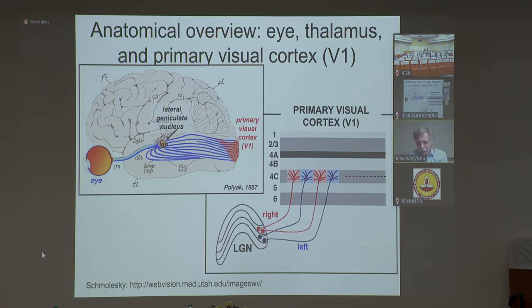The neurons whose cell bodies are in the lateral geniculate traverse the optic radiations, as this pathway is called, and then provide input to primary visual cortex. As the diagram shows, primary visual cortex has many, many layers, but only a couple of the layers, layer 4C and some of the other parts of layer 4, are primarily the input layers.